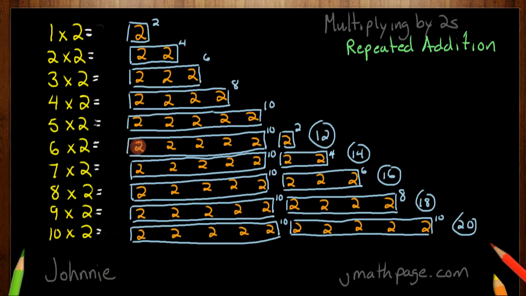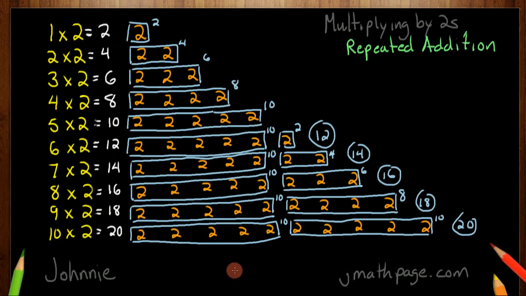How did you do? Did these patterns help you here? Hopefully they did. Let's go through them then. 1 times 2 equals 2. 2 times 2 equals 4. 3 times 2 equals 6. 4 times 2 equals 8. 5 times 2 equals 10. 6 times 2 equals 12. 7 times 2 equals 14. 8 times 2 equals 16. 9 times 2 equals 18. 10 times 2 equals 20.